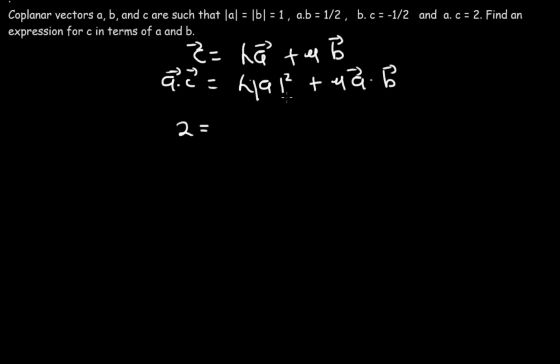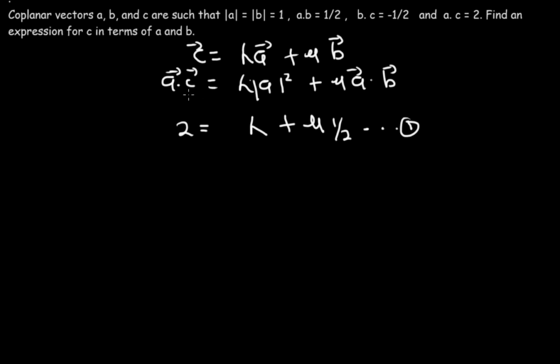The magnitude of A is 1, so A dot A is 1. So we have lambda multiplying 1 plus mu A dot B. Now A dot B is equal to half. So this is our first equation.